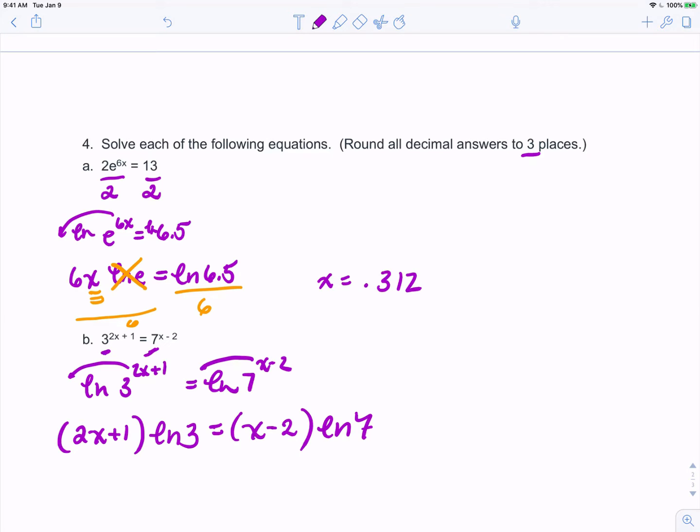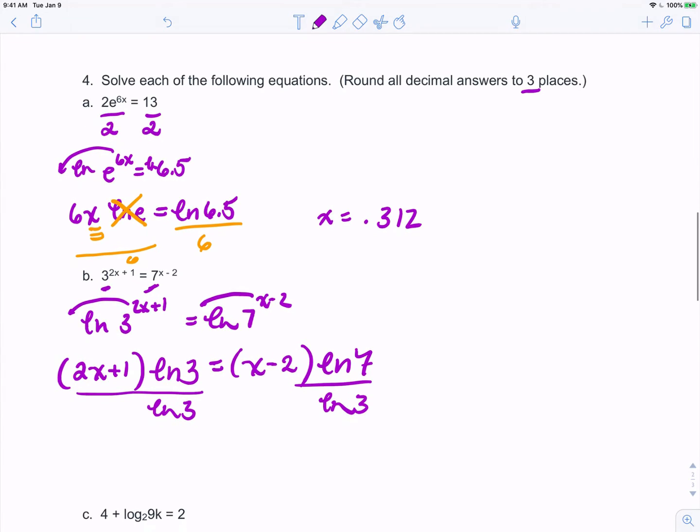If you wanted to right now, you could change each of these logs into a decimal, distribute, and then just keep solving for x. I usually like to get my logs on one side just so I don't have to carry around too many decimals all over the place. So I'm going to start by dividing both sides by natural log of 3. That isn't the only thing you could have done at that point. If you chose to do something else, it's not a big deal.